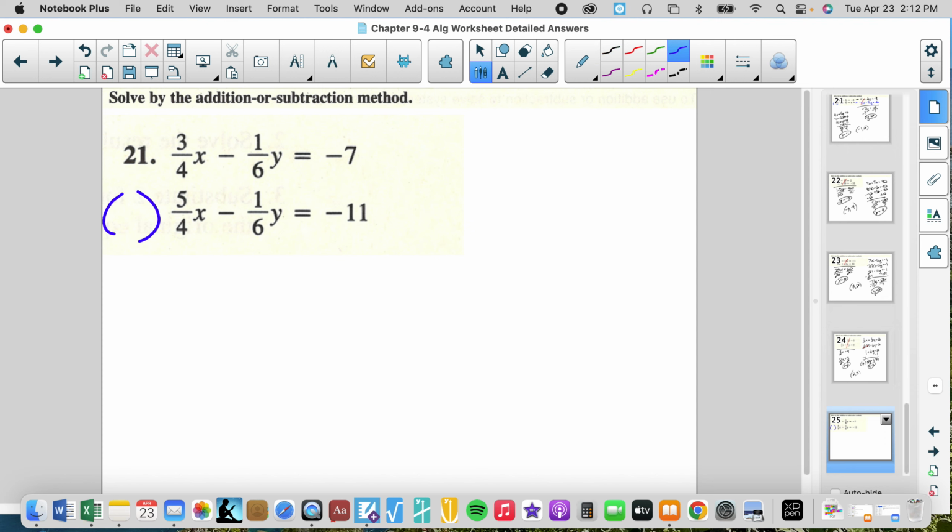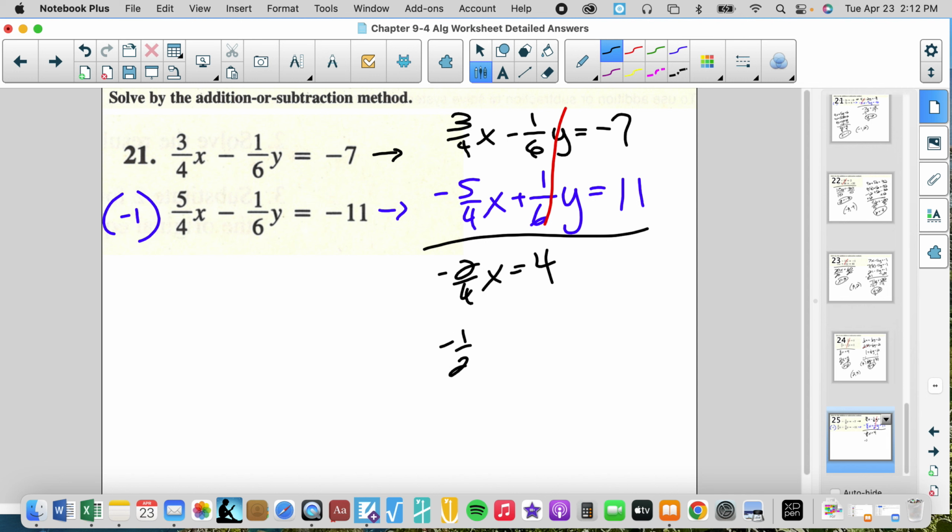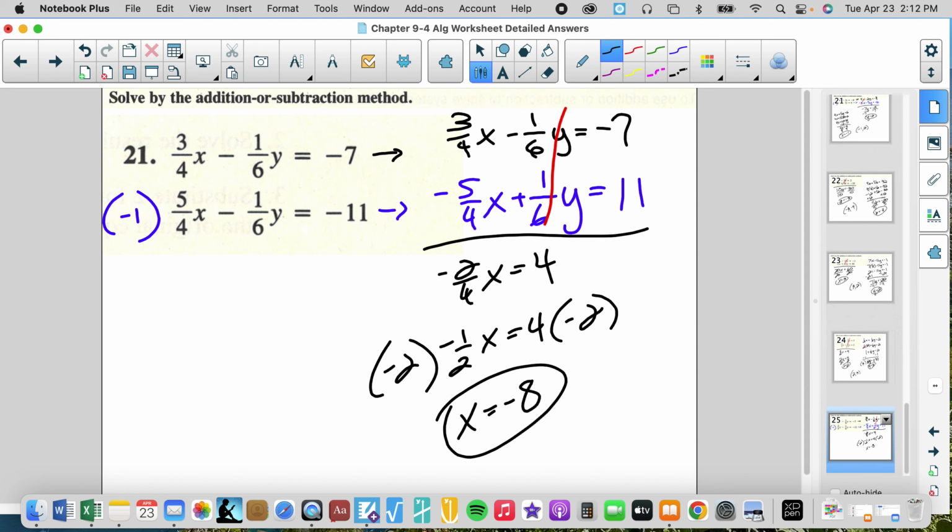So let's multiply. Nothing cancels, so we'll multiply this bottom one by negative. Negative 5/4 x plus 1/6 y equals positive 11. Let's move this equation. 3/4 x minus 1/6 y equals negative 7. My y's will cancel. We're left with negative 2/4 x equals 4. Let's simplify that. Let's multiply by the reciprocal, which is negative 2. x equals negative 8.